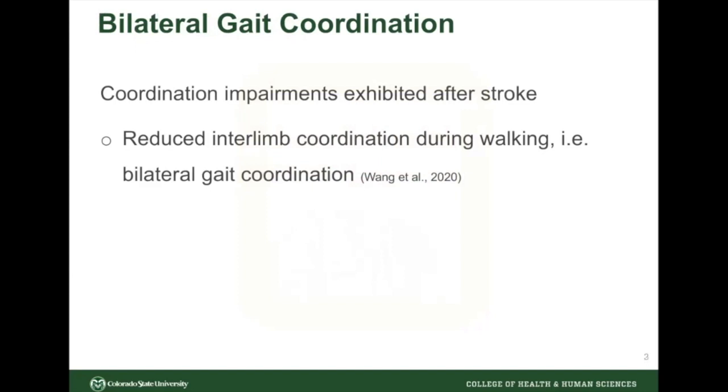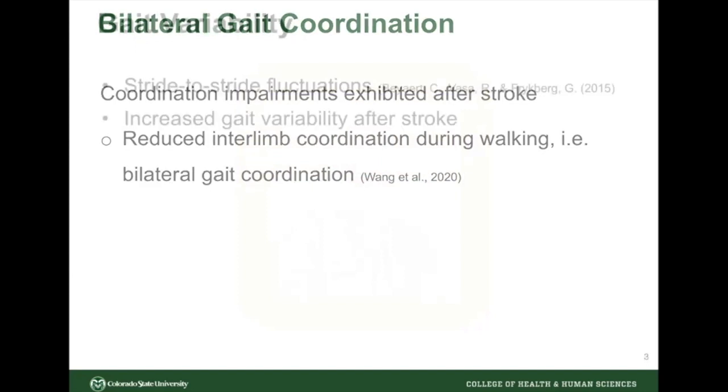Coordination of the lower extremity is something many people take for granted. It is necessary in order to perform everyday activities like walking. Coordination between the lower limbs, otherwise known as bilateral gait coordination, measures the degree to which the two legs are moving in a synchronous manner. After stroke, bilateral gait coordination is often impaired, which can unfortunately lead to an increased risk of falls and reduced functional mobility in people with stroke.